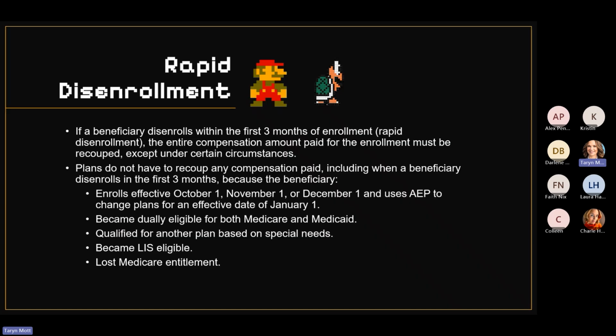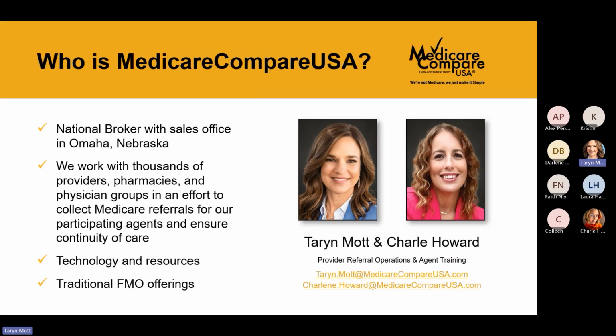If a beneficiary disenrolls within the first 3 months of enrollment, it is called a rapid disenrollment. The entire compensation amount paid for the enrollment must be recouped, except under certain circumstances. Plans do not have to do that if the plan enrollee is effective October 1st, November 1st, December 1st, and uses AHIP change plans for the effective date of January 1st. If they became dual eligible or Medicare or Medicaid, qualified for another plan based on special needs, became LIS eligible, or lost Medicare entitlement.